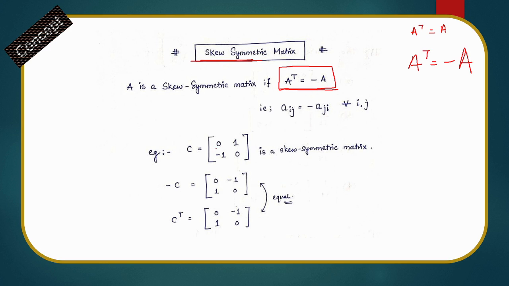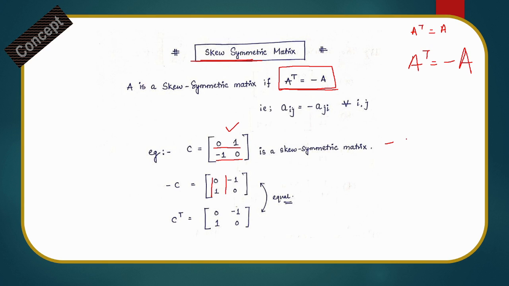For example, if this is a matrix C, C is equal to 0 1 minus 1 0. If you take the transpose, this row will come to this column and this row will come to this column. So you can see it is coming as negative of C.